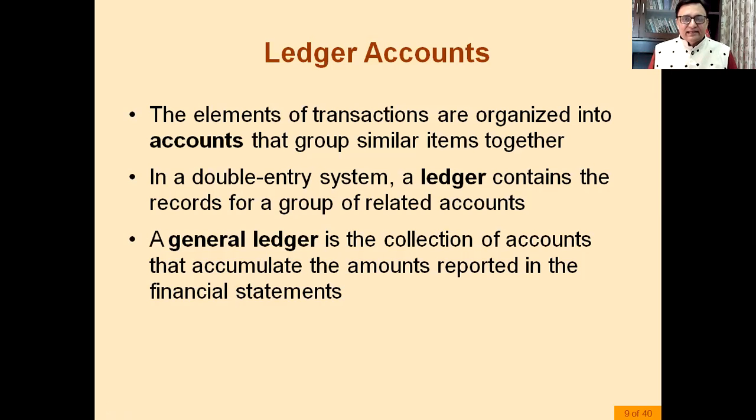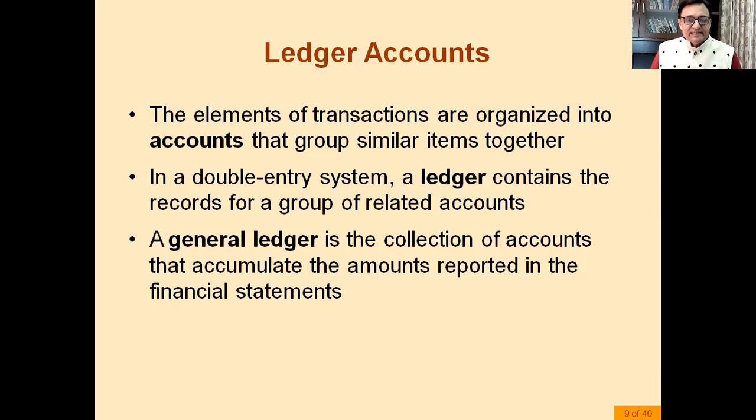For example, some entries are related with cash, some entries are related with the sales, some entries are related with the purchases of the goods, some entries are related with the purchase of the fixed assets, some entries are related with different kinds of creditors, some entries are related with the different kinds of the debtors. So when all these transactions are recorded in the journals, they are transferred by ledger posting into different corresponding accounts in a very organized manner, so that all items which are related with one kind of account are grouped together. So in a double entry system, a ledger contains the records of a group of related accounts.